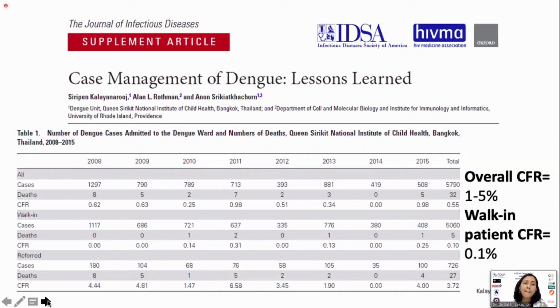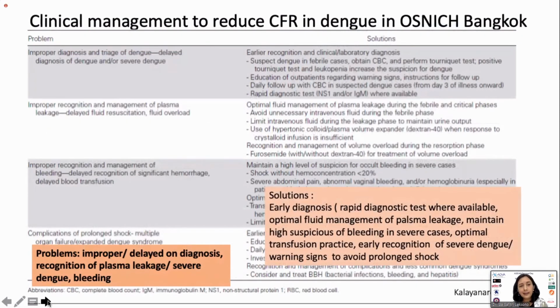This is a publication from Bangkok, from Queen Sirikit International Institute of Childhood. They show their experience so far in managing dengue cases. The data showed that from 2008 until 2015, the overall CFR is around 1 to 5%. For those who work in patient, the CFR is lower, around 0.1%.